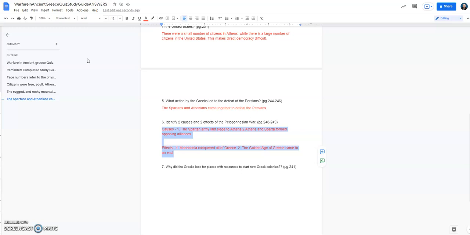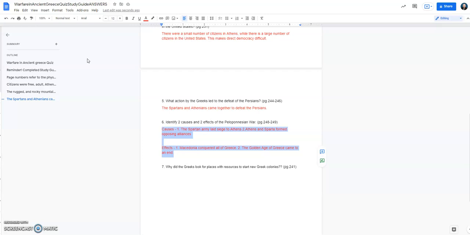So, the Spartans were part of what we call the Peloponnesian League, and that was a bunch of city-states aligned with them and their interests. And then Athens and the other city-states were part of what we call the Delian League, and the Delian League had different interests, and they competed for influence.